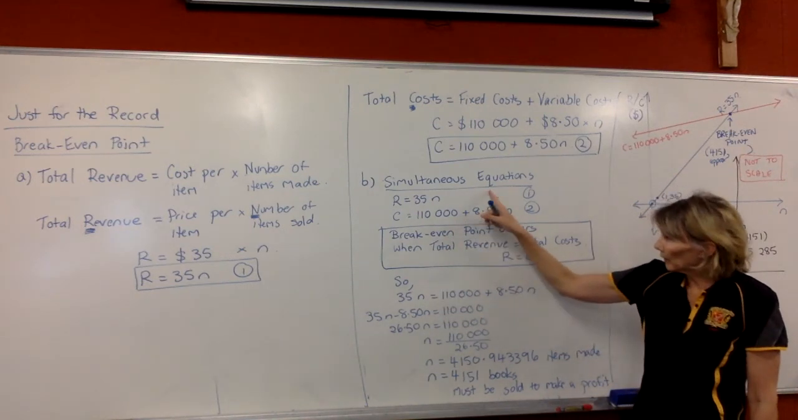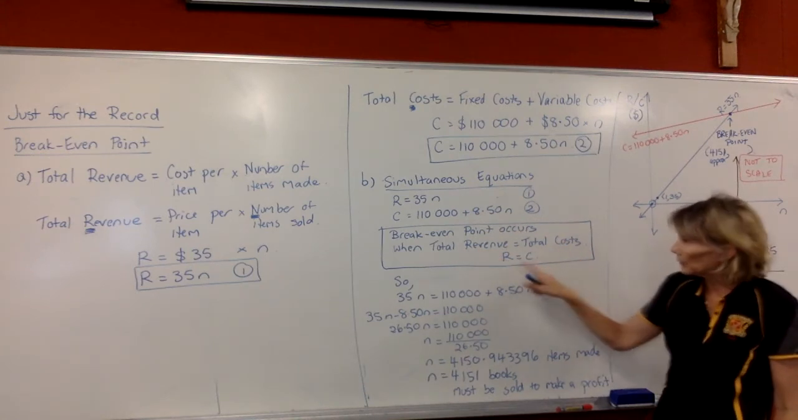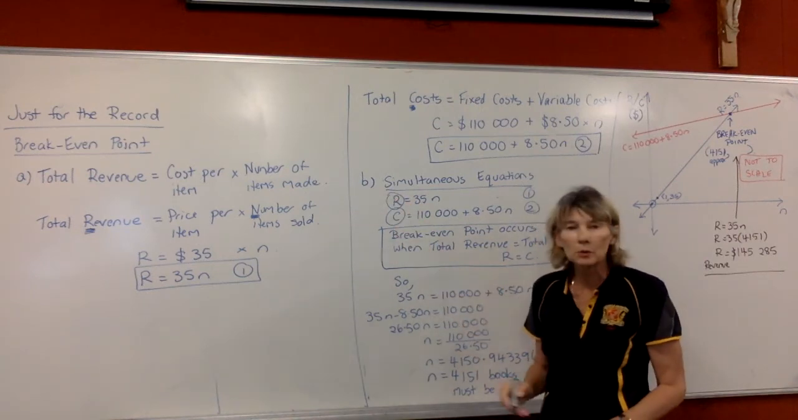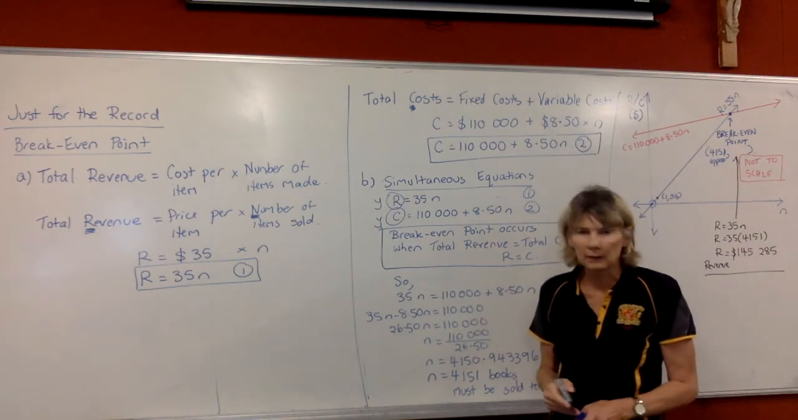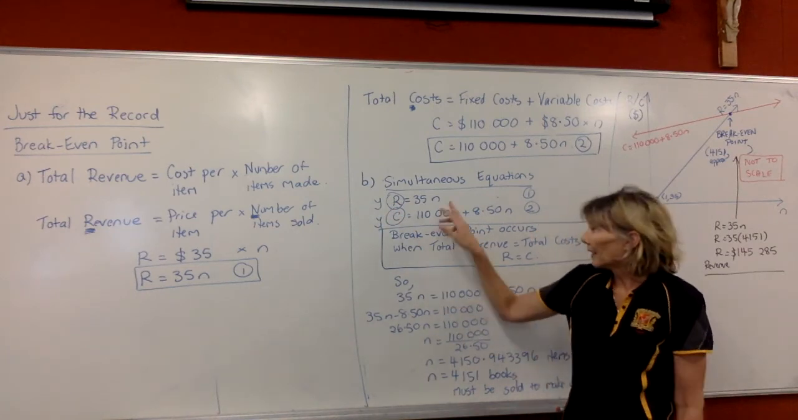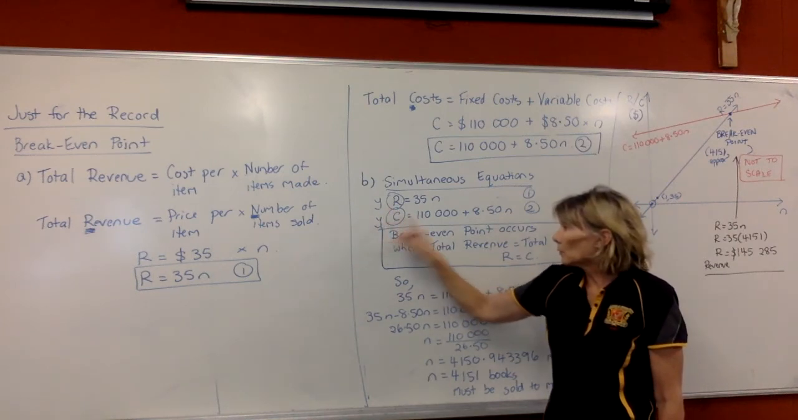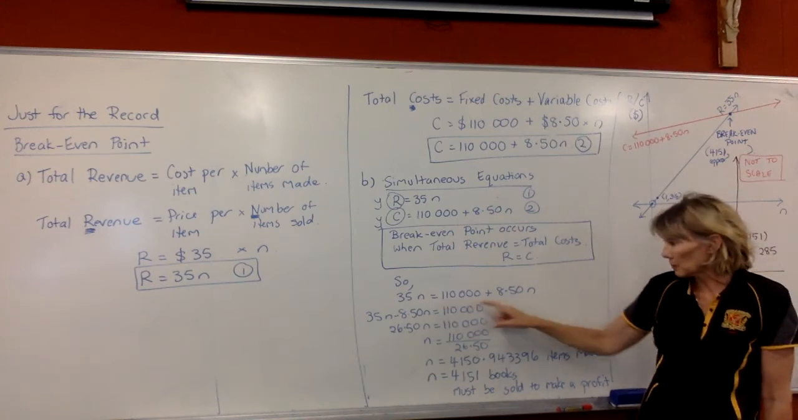So if we have a look here, if our revenue has to equal our costs, that means R has to equal C. So if these two things are equal to each other, you can think of them like Y if you like. It's like having a Y there, and the N's are sitting over here like X's. So if they're equal, we can get this equation and make it equal to this equation. So that's what I've done.